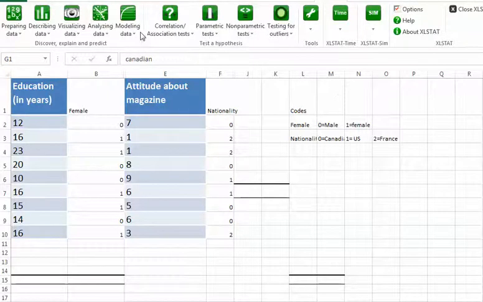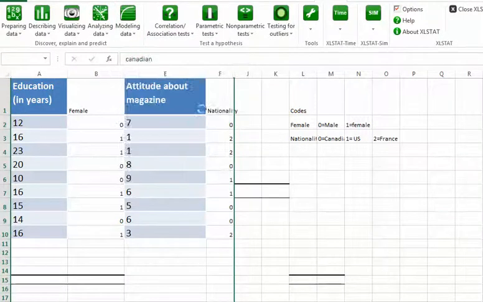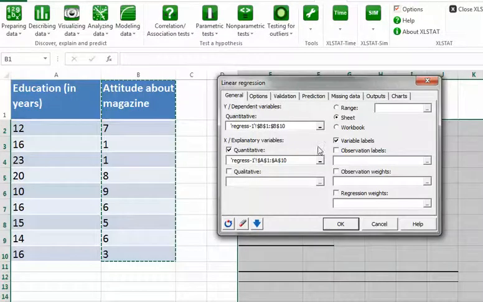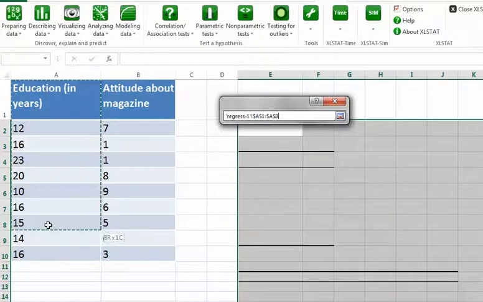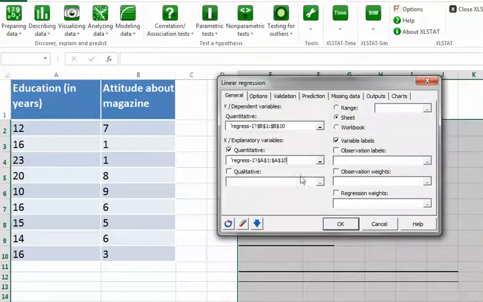So here, again, we're going to be modeling data. Here we've got our dependent variable, which is an attitude about the magazine. Then we have one quantitative independent variable, which is years in education. So we've selected that.